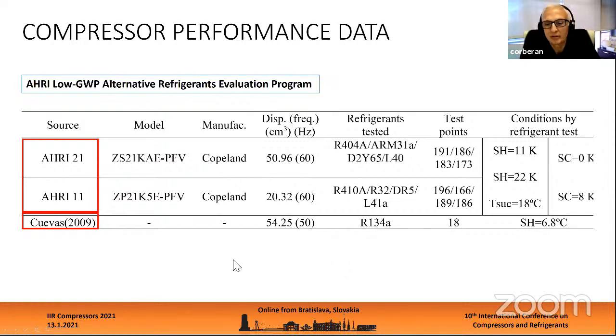So we are going to concentrate in this presentation on the scroll compressors included in the reports ARI 21 and ARI 11, which are two Copeland compressors. They are different sizes, and you can see here the different refrigerants they tested. We also included a different reference by Cubas and Lebrun, in which they also included tests with a scroll compressor working with R134a.